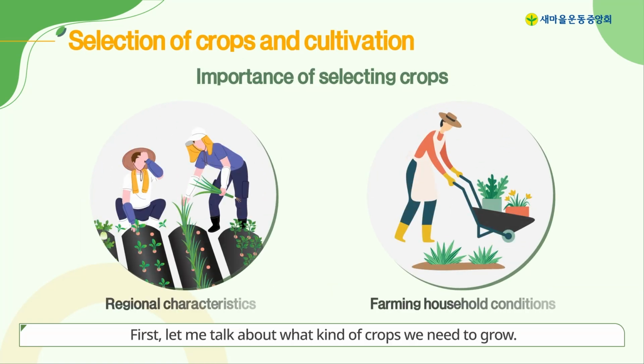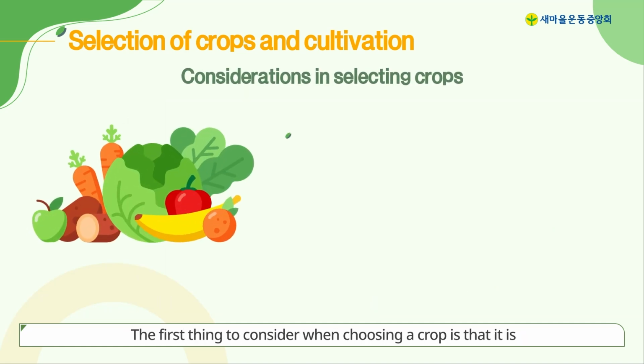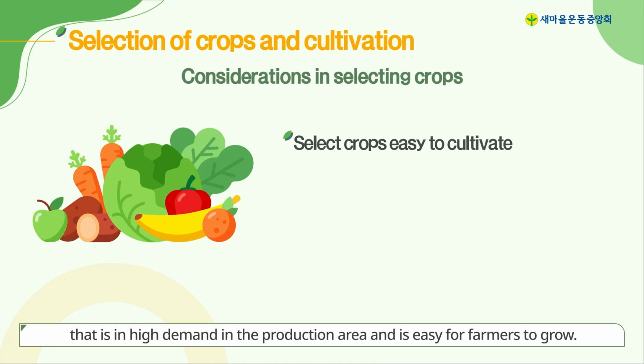First, let me talk about what kind of crops we need to grow. When selecting crops, it is important to take into account the characteristics of the region where you are farming and the farm's conditions. The first thing to consider when choosing a crop is that it is important to choose one that is in high demand in the production area and is easy for farmers to grow.